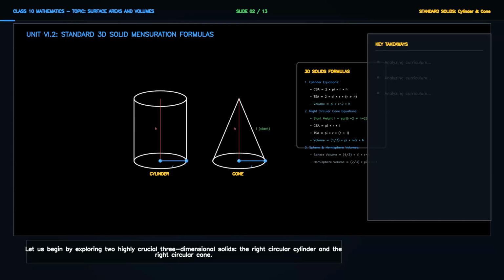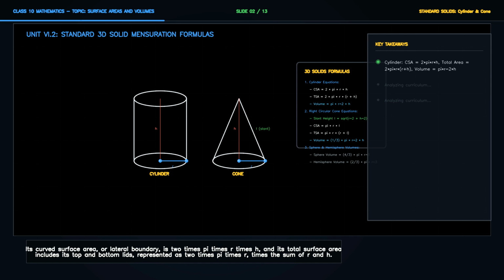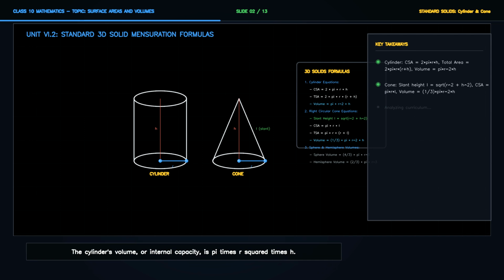Let us begin by exploring two highly crucial three-dimensional solids, the right circular cylinder and the right circular cone. A right circular cylinder can be visualized as a stack of circular coins, forming a straight vertical wall with identical flat circular ends. Its curved surface area, or lateral boundary, is 2πrh, and its total surface area includes its top and bottom lids, represented as 2πr(r + h). The cylinder's volume, or internal capacity, is πr²h.